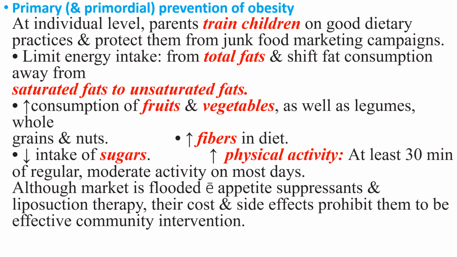Primary and primordial prevention of obesity. At the individual level, parents must train children on good dietary practices and protect them from junk food marketing campaigns. Limit energy intake from total fats and shift fat consumption away from saturated fats to unsaturated fats. Increase consumption of fruits and vegetables as well as legumes, whole grains and nuts. Increase fibers in the diet. Decrease intake of sugars. Increase physical activity, at least 30 minutes of regular moderate activity on most days of the week.